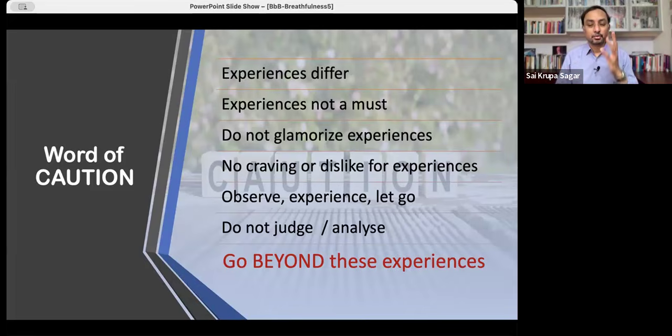Observe the experience like you're observing your thoughts, observing your breath. Oh, okay, this is fine. And then let go of it. No analysis. Do not judge. Do not analyze. Oh, I've got this. Does it mean something? I've got a pain, even pains. I've got a pain in my back. I've got pain in my chest.